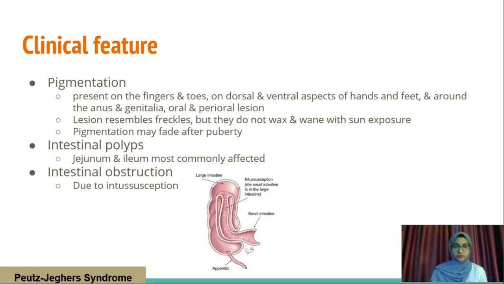Another clinical feature is intestinal polyps, where the jejunum and ileum are most commonly affected. Patients also have problems with intestinal obstruction because of intussusception, which is a condition where one segment of the intestine telescopes inside of another, causing an intestinal blockage. This is seen on the picture shown on the right. This is often caused by polyps.